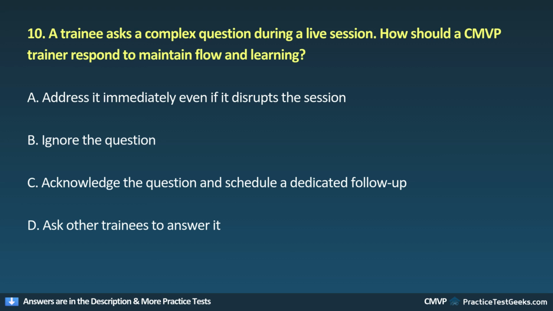10. A trainee asks a complex question during a live session. How should a CMVP trainer respond to maintain flow in learning? A. Address it immediately, even if it disrupts the session. B. Ignore the question. C. Acknowledge the question and schedule a dedicated follow-up. D. Ask other trainees to answer it.